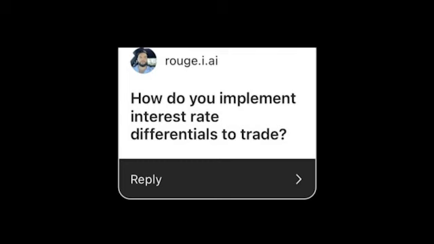This question is from Rouge.I.ai. How do you implement interest rate differentials to trade? It's really, really simple, actually. You look at the interest rate differentials between the currencies you're trading. For instance, right now the US is between 5.25 and 5.5%, and I think the BOE, the Bank of England, is at a 5. So the interest rate differential is anywhere between 0.25% and 0.5%, which means euro should drop, dollar should go bullish. However, it's not going to be in a straight line. You still have to follow price cycles, but it's literally that simple.